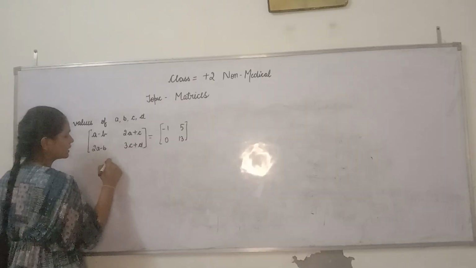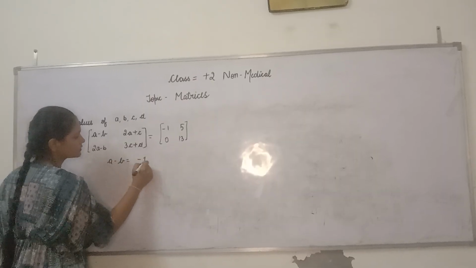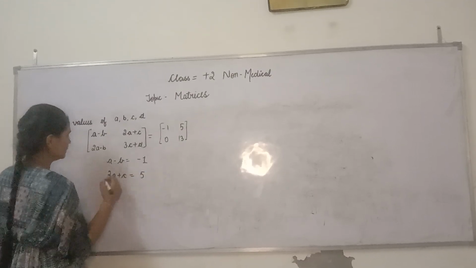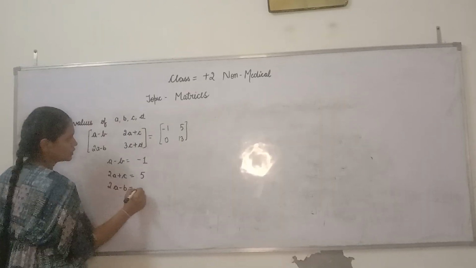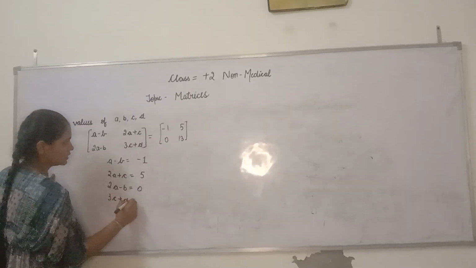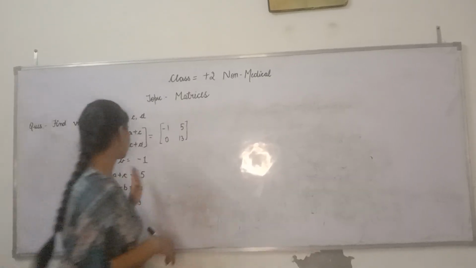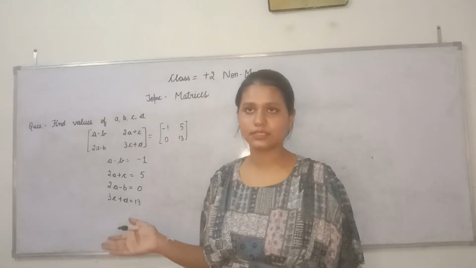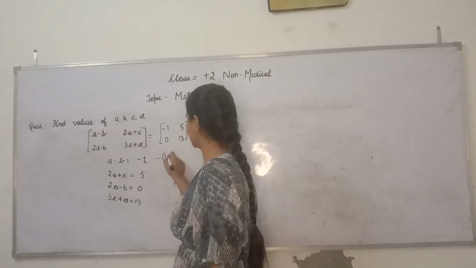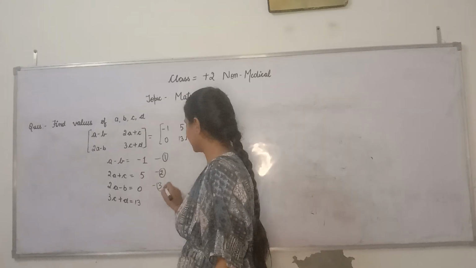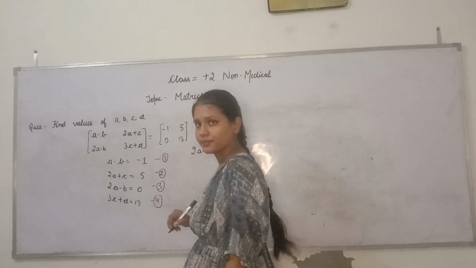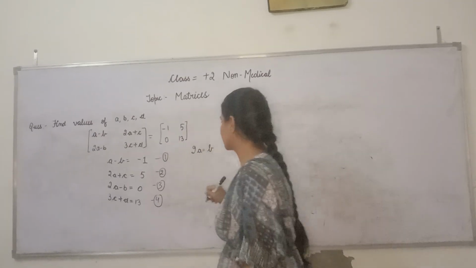So A minus B should be equal to -1, and this 2A plus C should be equal to 5, and 2A minus B should be equal to 0, and 3C plus D should be equal to 13. And we have to again apply the same rule, substitution or elimination, and calculate from the third equation. I am calculating the value: 2A should be equal to B.